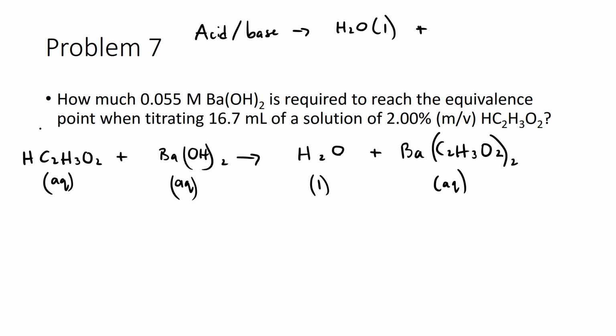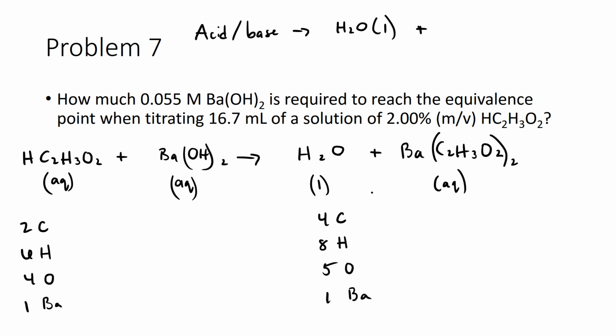atoms on both sides. On the left side, we have 2 carbons, 3, 4, 5, 6 hydrogens, and 2, 3, 4 oxygens, and 1 barium. On the right side, we have 4 carbons. We have 6, 7, 8 hydrogens, 4, 5 oxygens, and 1 barium.